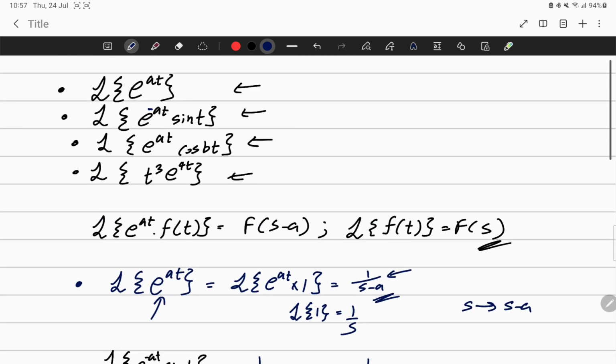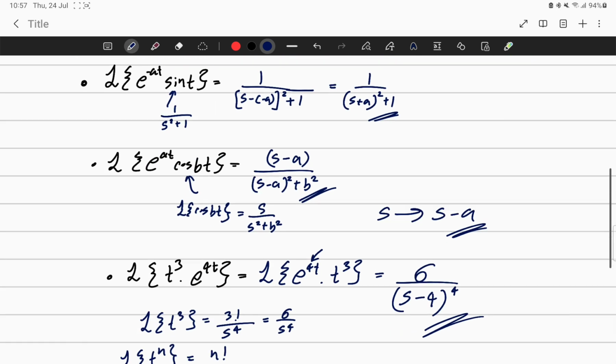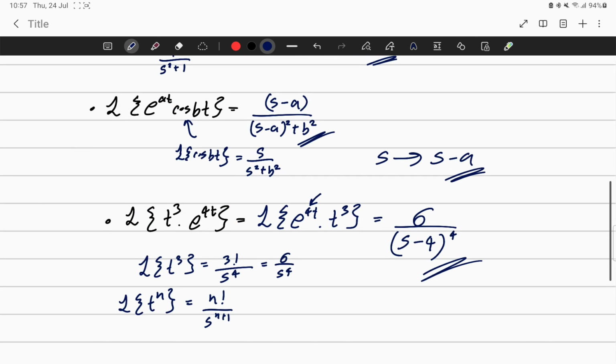So I have discussed 4 questions here. I hope you guys understood the first shifting theorem.